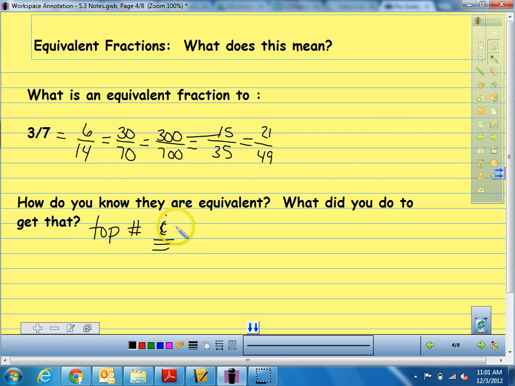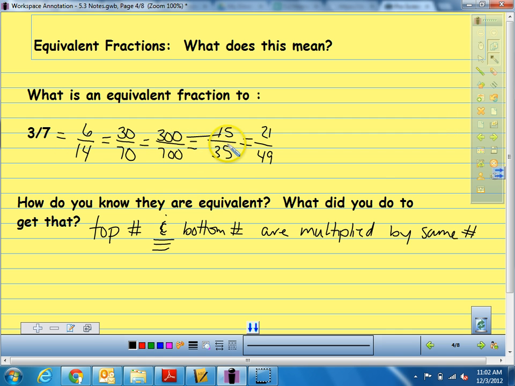And the bottom number are multiplied by the same number. So if we look, 3 times 2 was 6, 7 times 2 is 14. That's what I mean by that. 3 times 10 was 30, 7 times 10 is 70. What did I multiply to get 300 over 700? Exactly, I multiplied both top and bottom by 100.